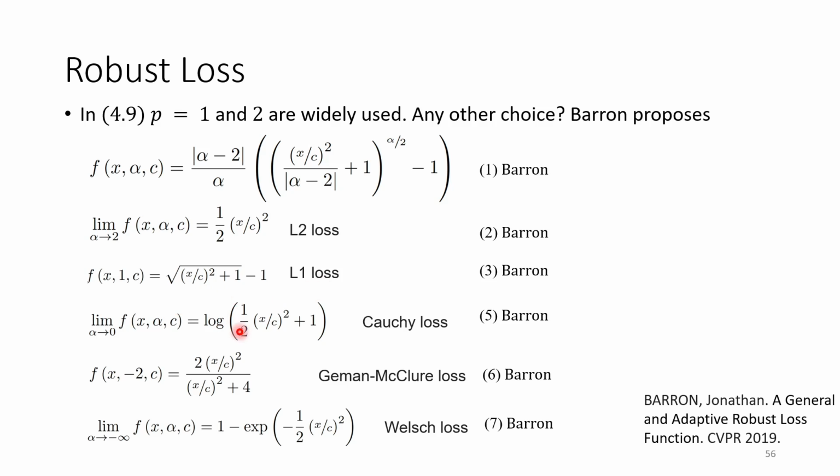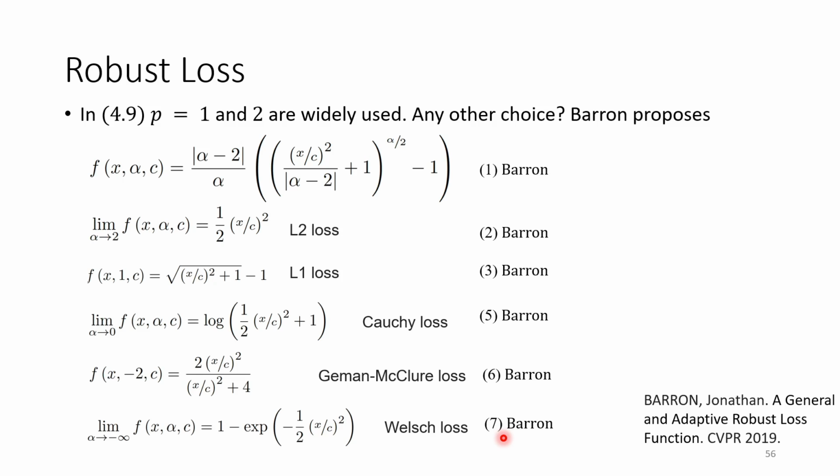And if alpha approaches 0, then it becomes the Cauchy loss. And if alpha is -2, then it becomes another loss called the German-McClure loss. If alpha becomes infinity, then it becomes another loss called the Welsch loss. So this is a generalized term for many different kinds of loss.